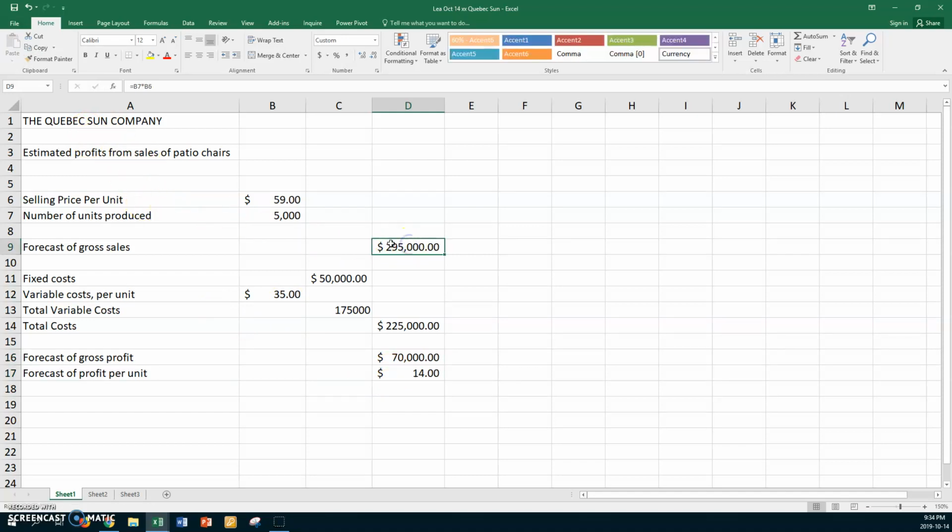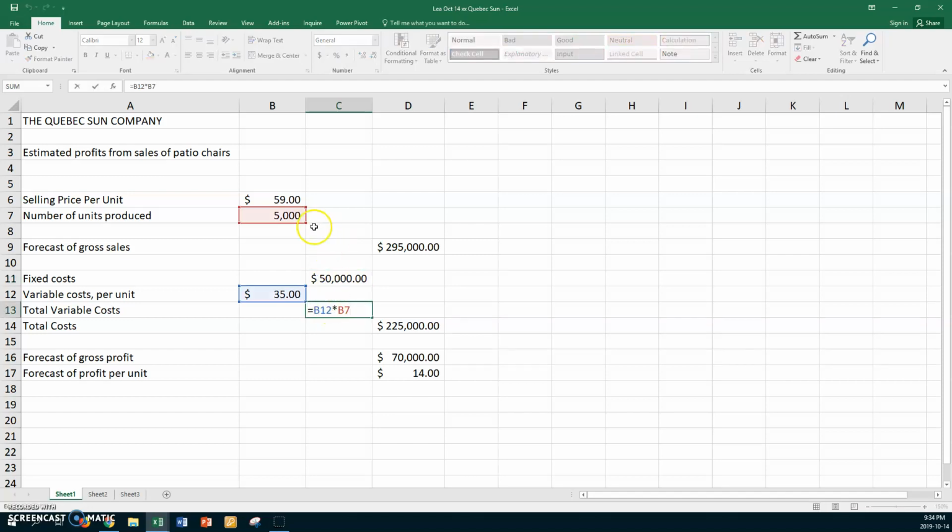You've got your selling price, you took your units times your price. Then we had our fixed costs and we had the variable costs. And the variable costs were you took 5,000 number of units times $35, which gave you 225. And now your gross profit is your sales minus your costs gives you gross profit. And then your price per unit is the amount of gross profit divided by the number of units.